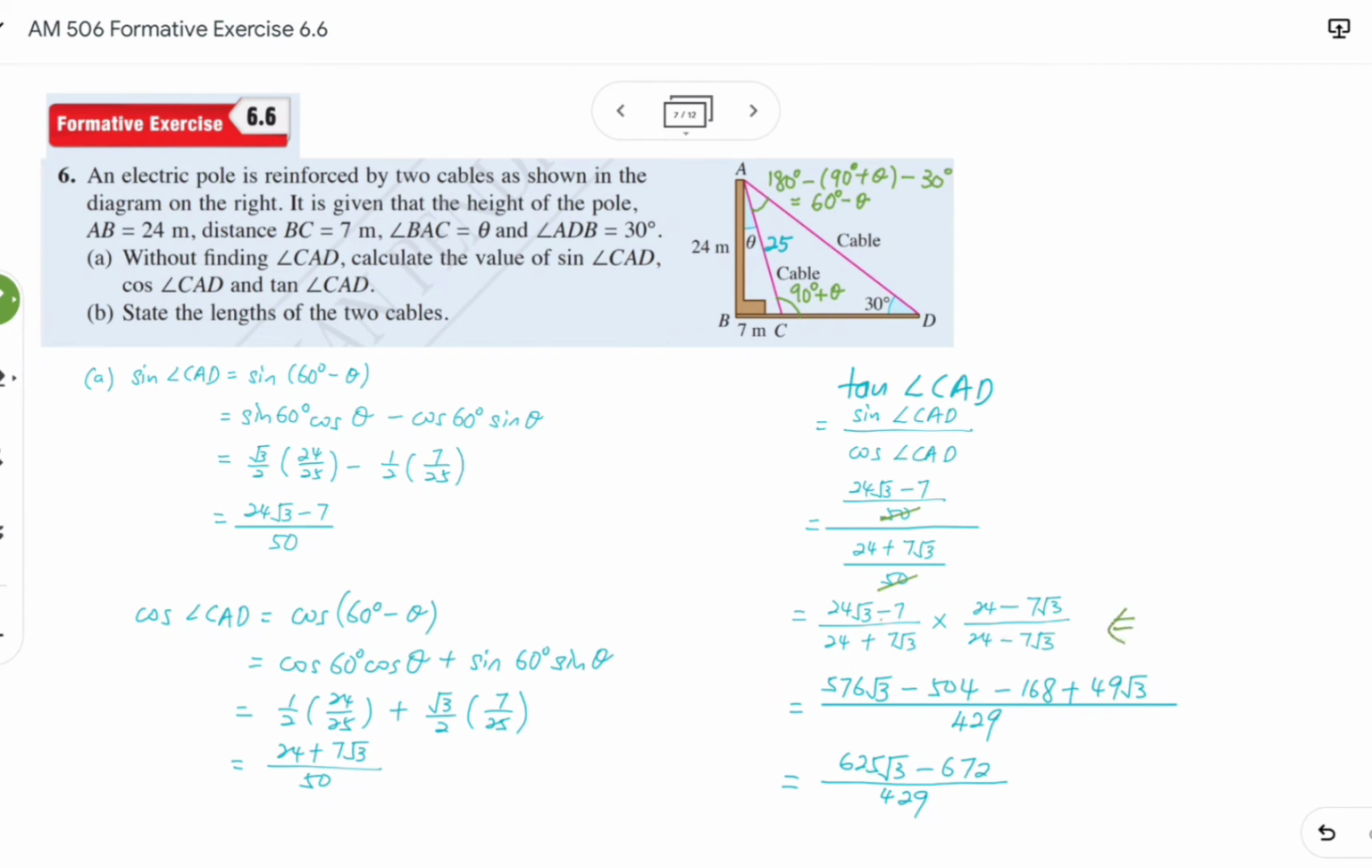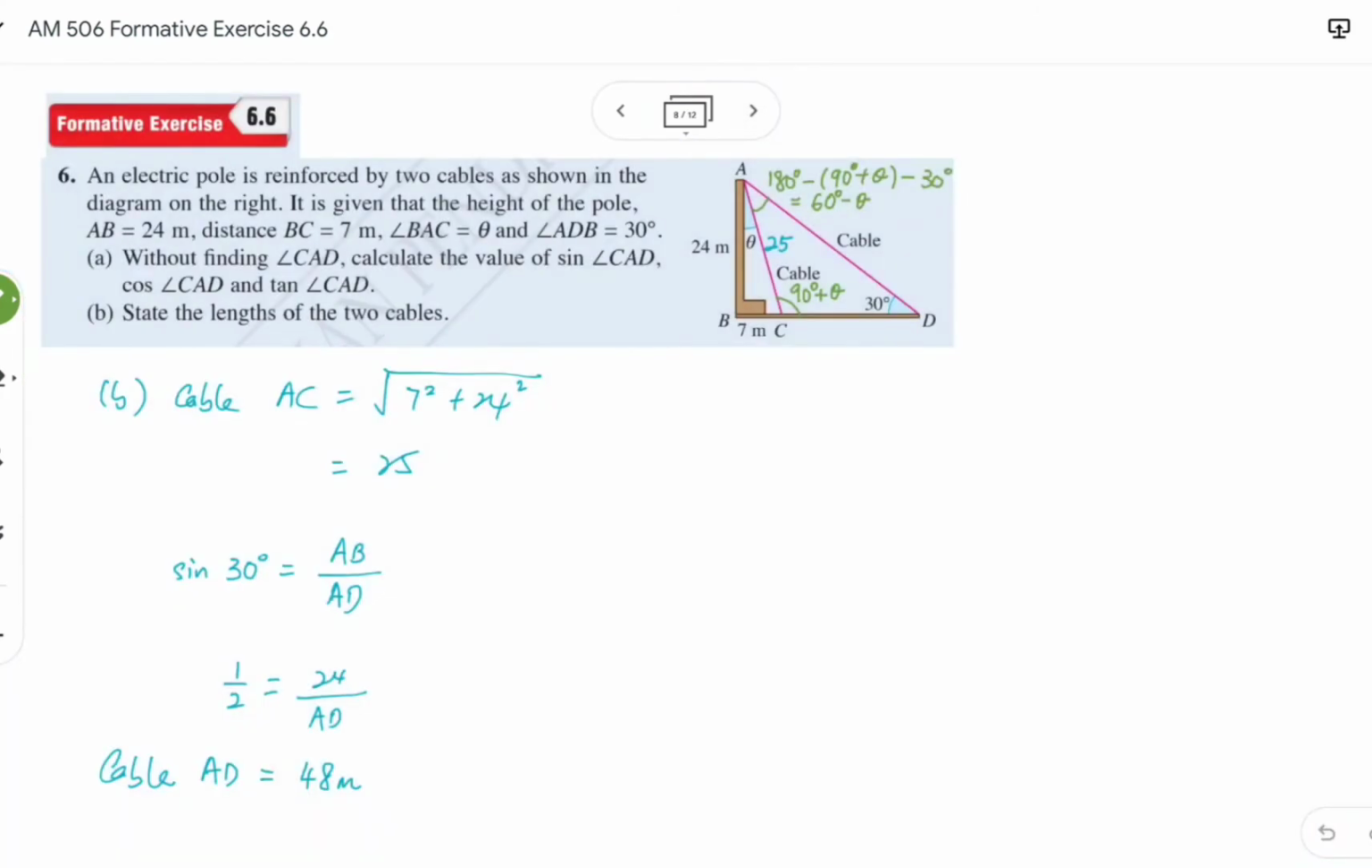Then I will times 24 minus 7 root 3, which is the conjugate of 24 plus 7 root 3, so that I will make the denominator a rational number. So we will get 576 root 3 minus 504, and then minus 168 plus 49 root 3 over 429. So simplify everything, you get 625 root 3 minus 672 over 429.